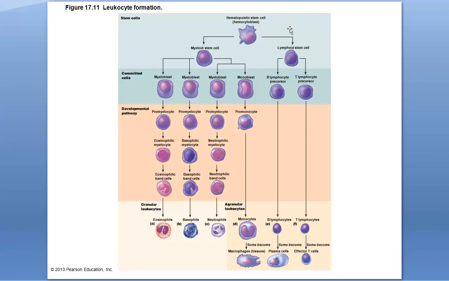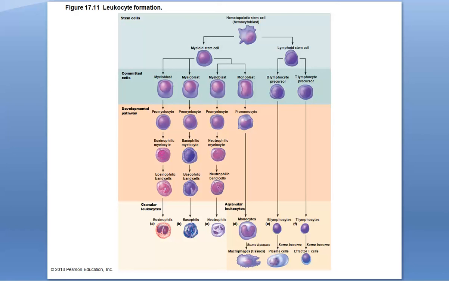And this process is under the direction of interleukins and colony stimulating factors that stimulate the production of these white blood cell colonies. And white blood cells don't take quite as long as red blood cells to form, nor do they last quite as long. Generally, their life cycle is a few days to a couple of weeks.